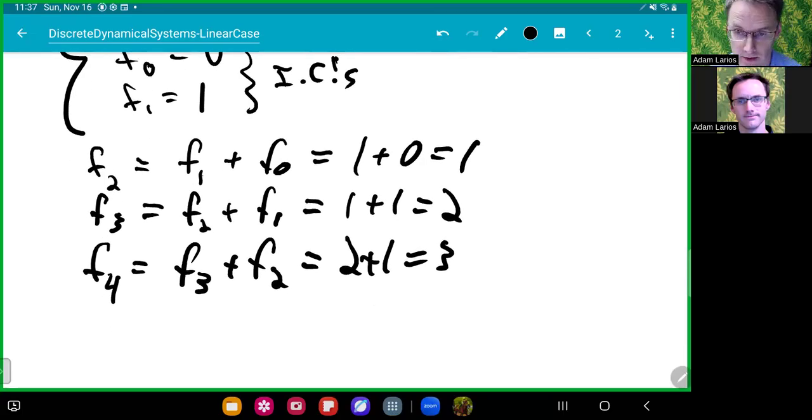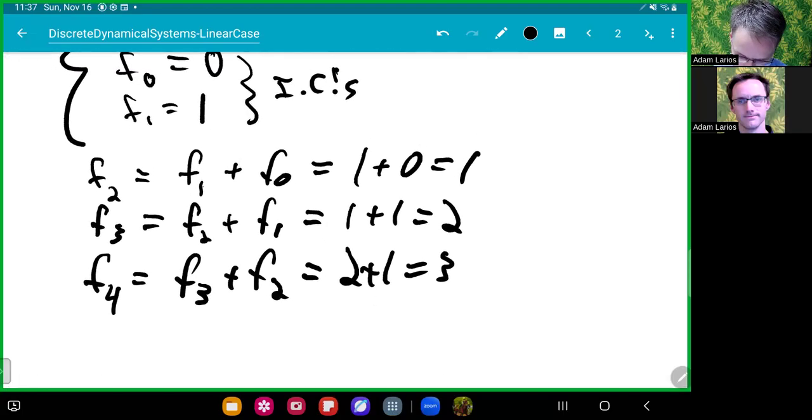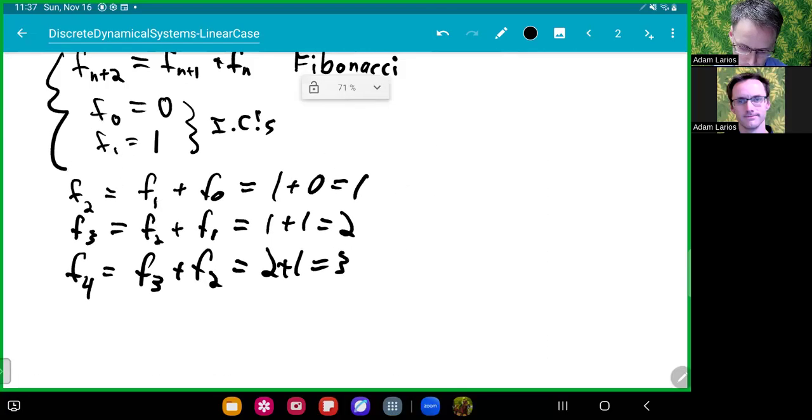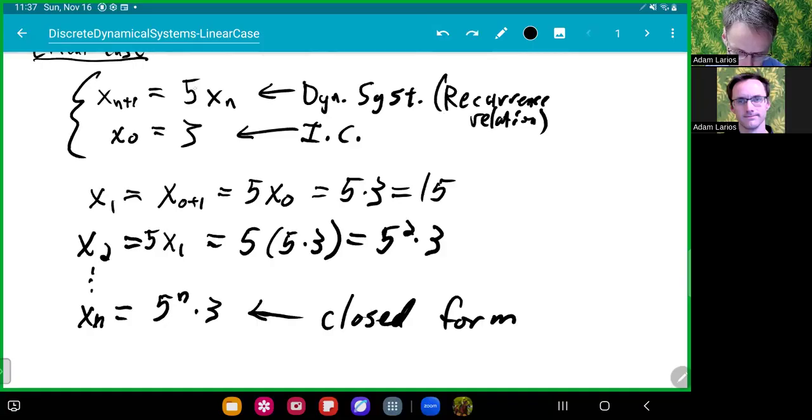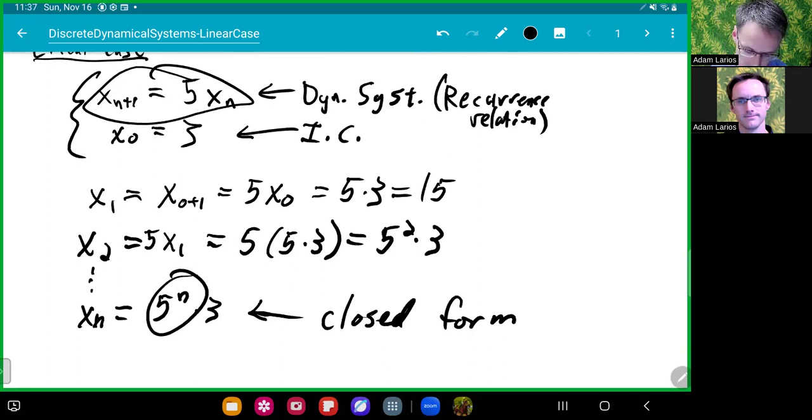F5 turns out to be 5, then after that we get 8, 13, and so on. So this sequence has kind of an unusual pattern behind it. Let's see if we can understand a little bit more about that pattern. The idea is that we can borrow some ideas from differential equations and some ideas from our previous result here. So notice what we had last time was an exponential, 5 to the n times some number. In this case, the number just matches the initial condition.